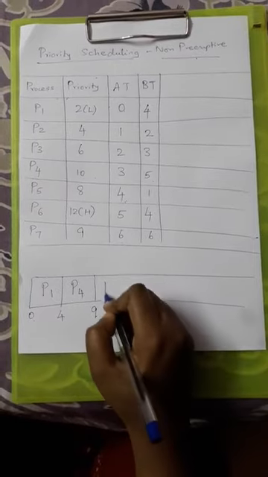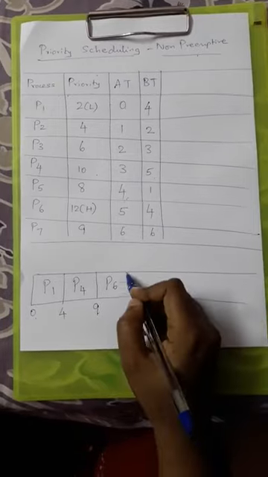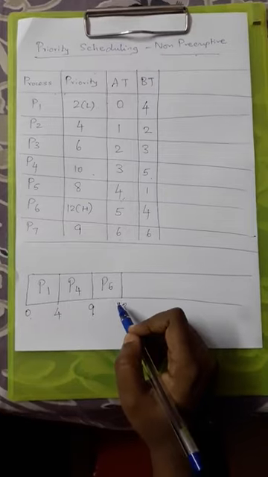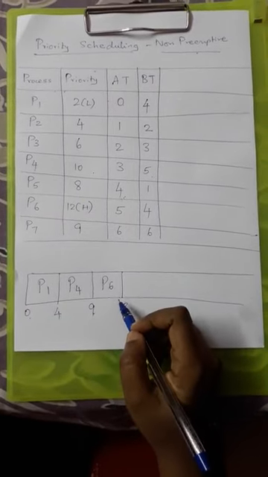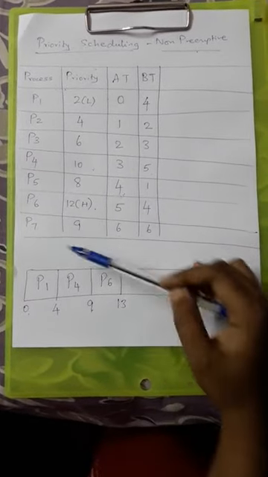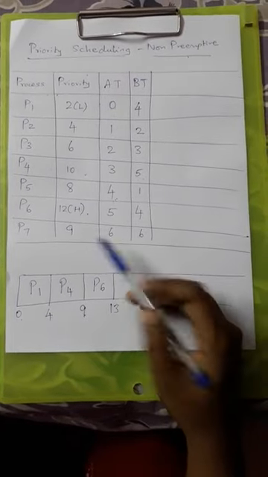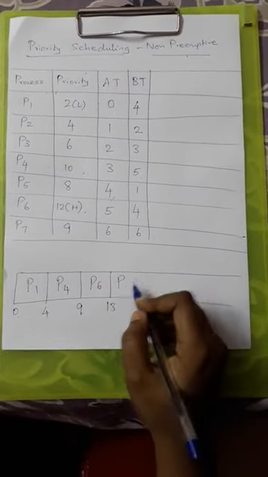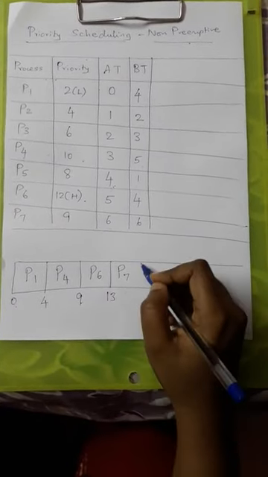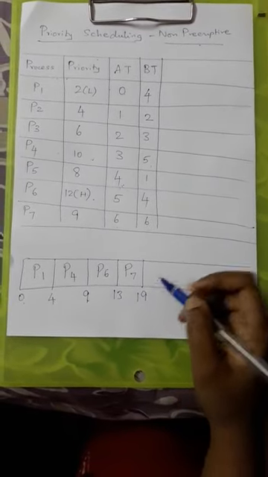So now the process P6 will be executing. The burst time of process P6 is 4. So 9 plus 4, 13. So up to 13 milliseconds process P6 will be executing. After that, the next priority is 10, that is P4, which has already completed its execution. Next, P7 has priority level 9, so P7 will be executed. The burst time is 6 milliseconds. So, 13 plus 6, up to 19 milliseconds P7 will be executing.